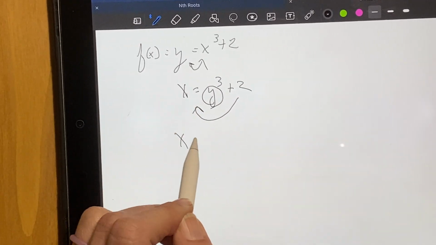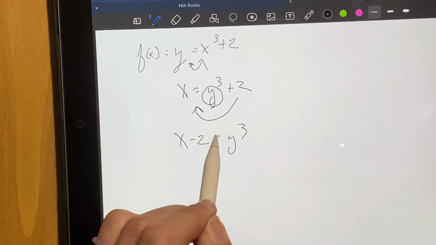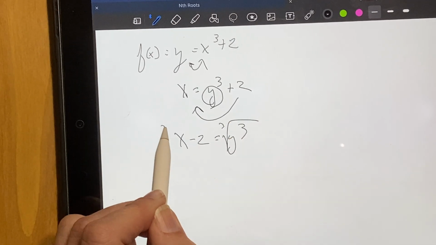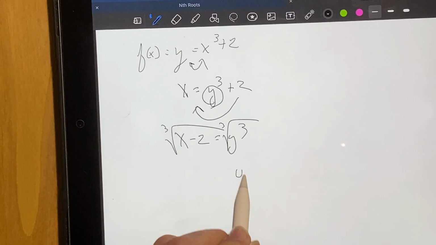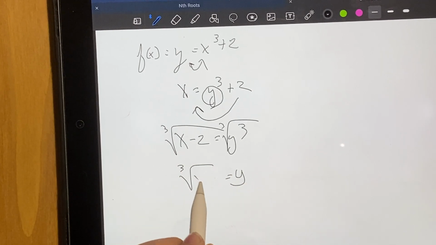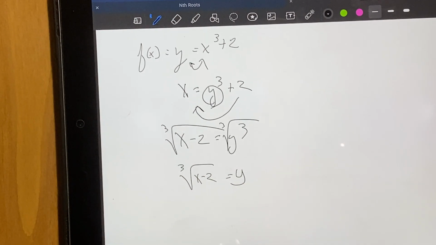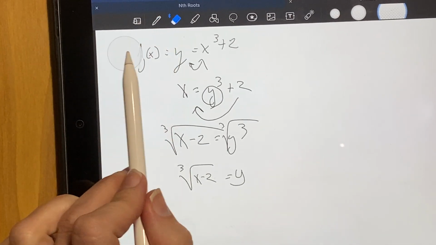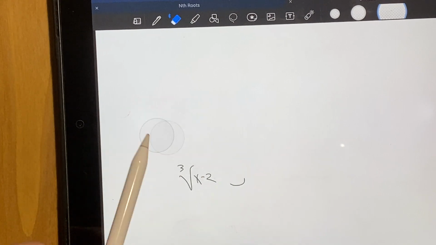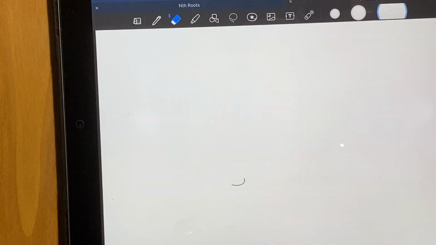Move our 2: x minus 2 equals y cubed. Take a cube root of both sides. So y is equal to the cube root of x minus 2. It's perfectly fine to leave it just like that. Right? And then you have 45 to work out in that section as well.